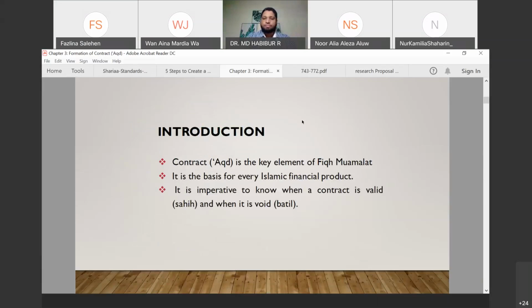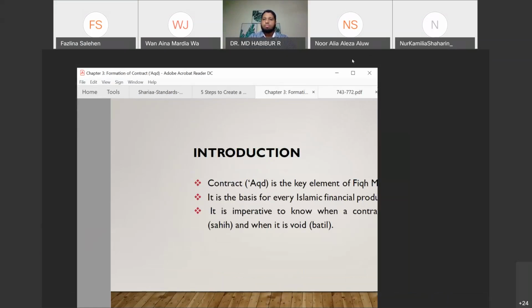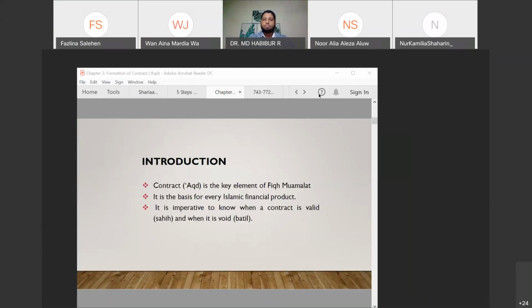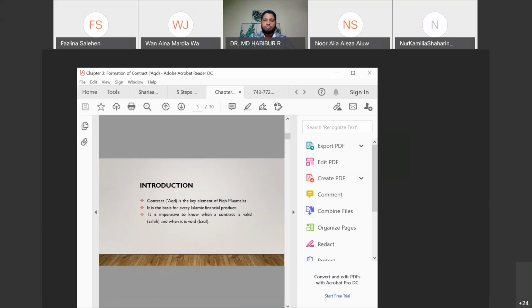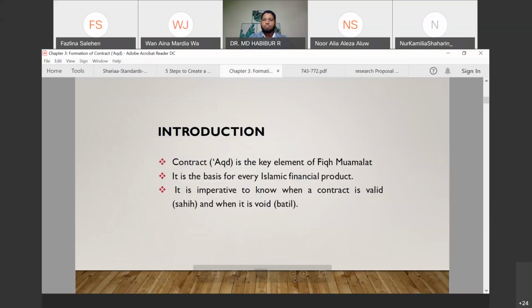So as an introduction, the contract is the key element of Fiqh Muamalat. Okay. And it is the basis for every Islamic financial product. All right. So it is important to know when a contract is valid and when a contract is invalid or void, sahih and batil. So contract is the basic foundation of fiqh muamalat. Also, contract is the basic foundation of Islamic financial products and services.